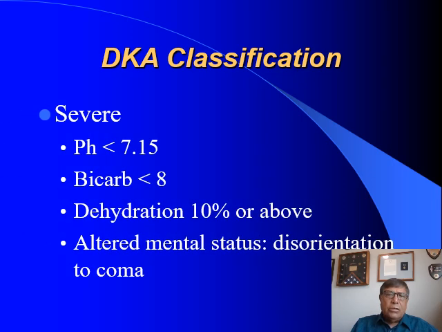The third classification is the severe, where the pH is less than 7.15 and bicarb is less than 8, with dehydration of 10% or even more. The patient has an altered mental state, is disoriented, and sometimes even in a coma, very incoherent most of the time.